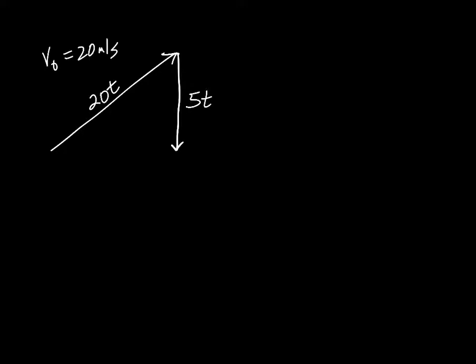So let's imagine that we have an initial speed of 20 meters per second. So that means this leg of the displacement triangle will be a 20t. Gravity's still doing its thing, as always. But let's say that we'll still use 10 for g, so half of g is 5, t squared.